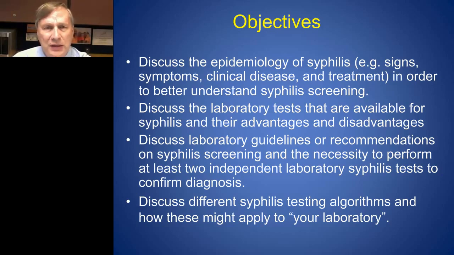So what we're going to try and do today, we're going to discuss the epidemiology of syphilis, the signs, the symptoms, the clinical disease, and treatment, so that we can better understand syphilis screening. And then we're going to discuss the laboratory tests that are available for syphilis, their advantages and their disadvantages. We're also going to talk about the laboratory guidelines, or perhaps lack of guidelines, or at least the recommendations that are currently available for syphilis screening, and the necessity to perform at least 2 independent laboratory syphilis tests to confirm the diagnosis of syphilis. And then we're going to be talking about the different syphilis testing algorithms and how those might apply to your laboratory.